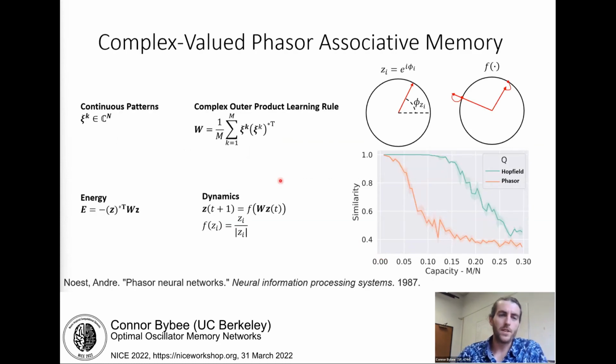So first, I'll introduce complex valued phasor associative memories. Phasor associative memories were first presented by Noest in '88. Compared to the Hopfield network, phasor associative memories store complex valued patterns, continuous patterns in the complex space. The learning is similar to the Hopfield network, except now the conjugate transpose is used in the outer product learning rule. The energy, again, is very similar, except the conjugate transpose is used.